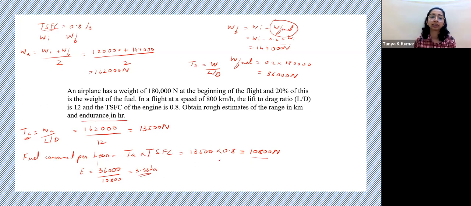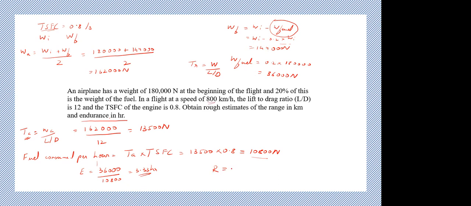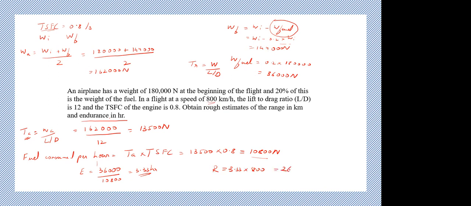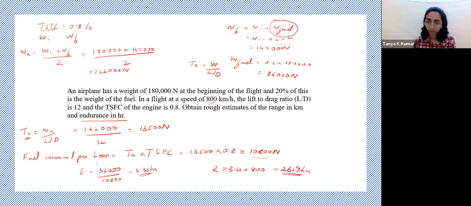Now that we have the endurance, what about range? Range, distance, is equal to speed into time, right? So flight endurance into speed. Yes, 3.33 into 800, which gives you a rough estimate of the range, which comes to about 2,664 kilometers. Okay, so that is the rough estimate of range in kilometers.